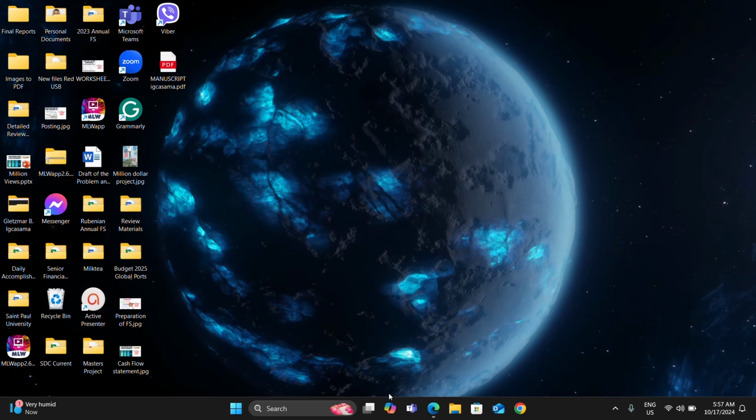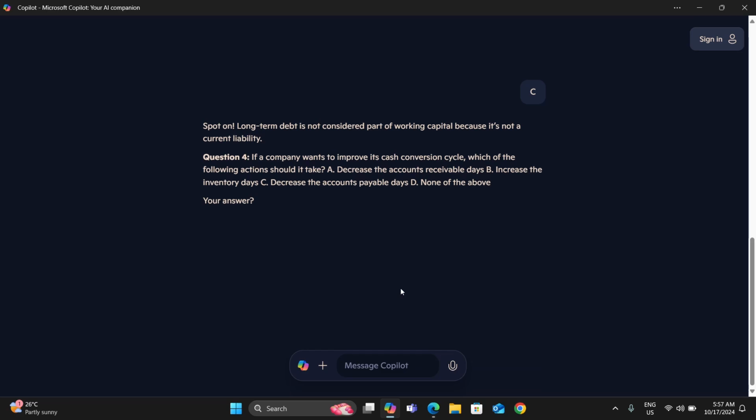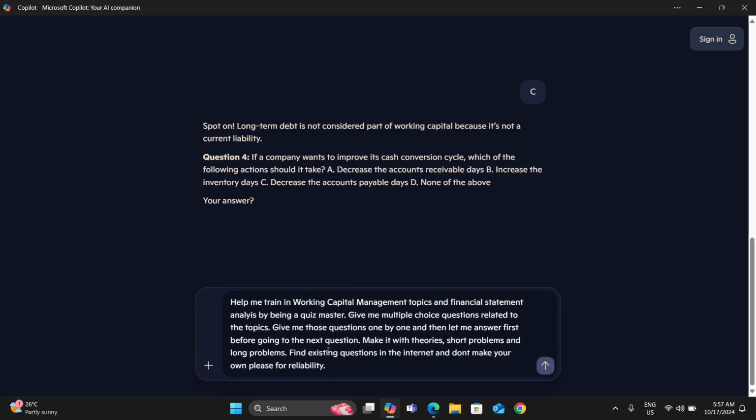So today we're going to make the Copilot become our quiz master. I already started a while ago and I have made a command so that the Copilot will become the quiz master, and it is to give me one by one questions related to, let me type in, paste as plain text. So that is my command.